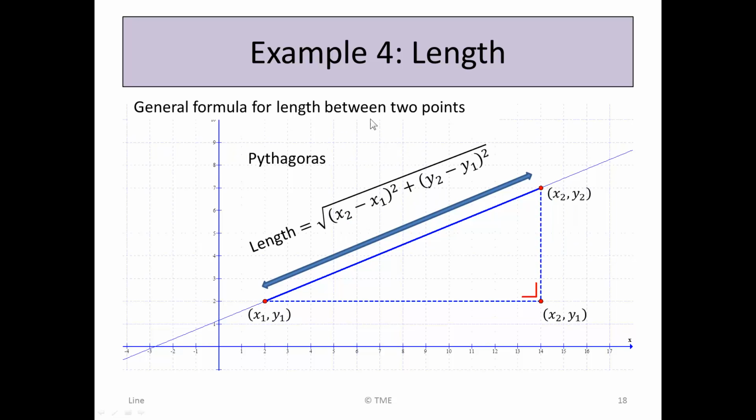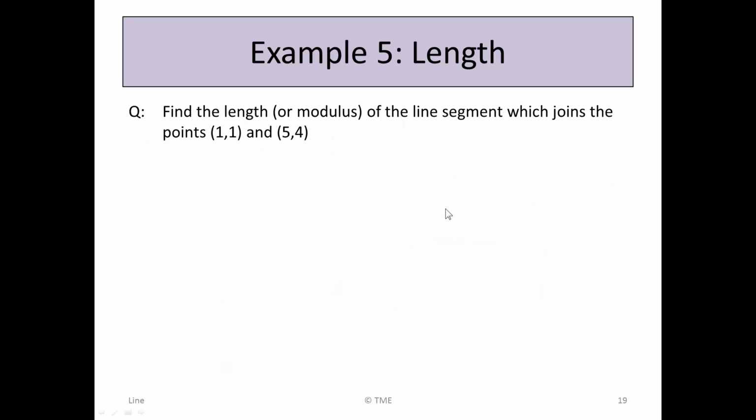The general formula for the length between 2 points is given in your tables and your book. It is the change in x values, x2 minus x1, squared, plus the change in y values squared, all square rooted. So once you know the two numbers, you can find the lengths. So we'll do this now in example 5.